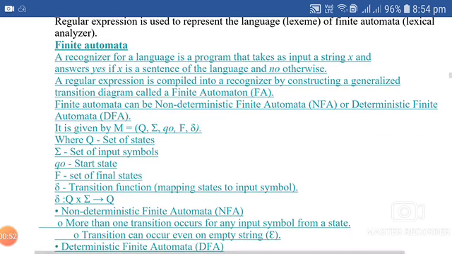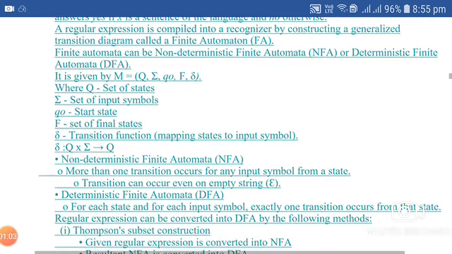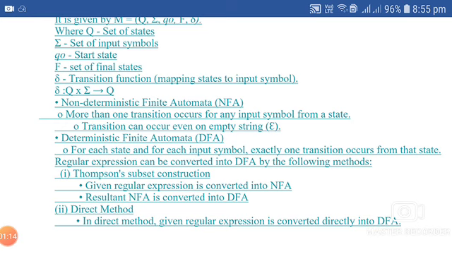It is given by M equals (Q, Σ, q0, F, δ), where Q is the set of states, Σ the set of input symbols, q0 the start state, F the set of final states, and δ the transition function mapping states to input symbols. In a non-deterministic finite automaton, more than one transition occurs for any input symbol from a state, and transitions can occur even on empty strings. In a deterministic finite automaton, for each state and for each symbol, exactly one transition occurs for that state.